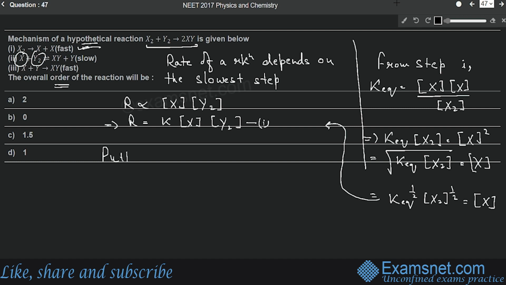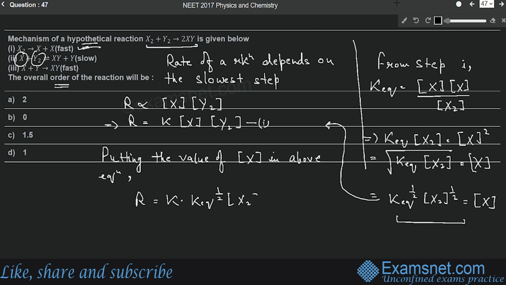Putting the value of concentration of X in the above equation, we get rate is equal to K into concentration of X, which is K equilibrium to the power half into X2 to the power half, into concentration of Y2. Okay, so this is the value of concentration of X that we had obtained, right?